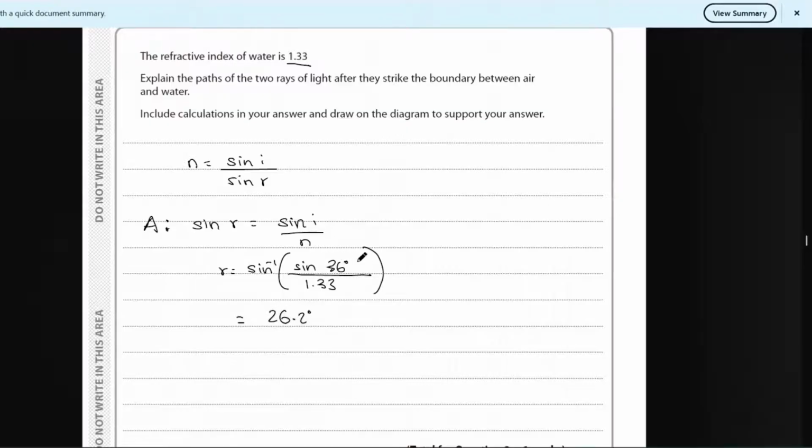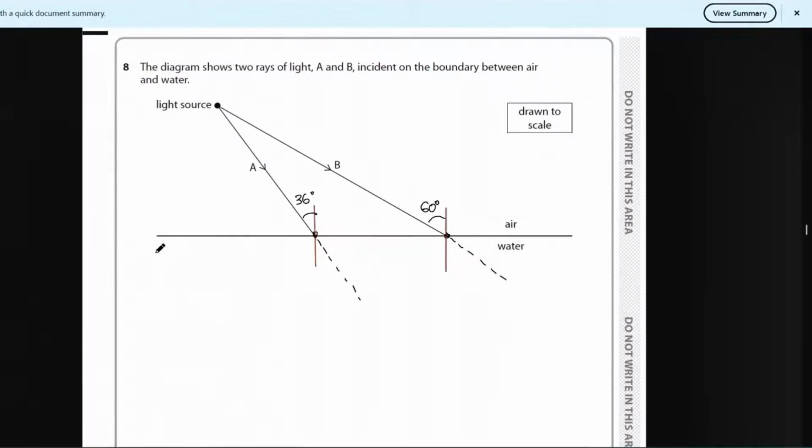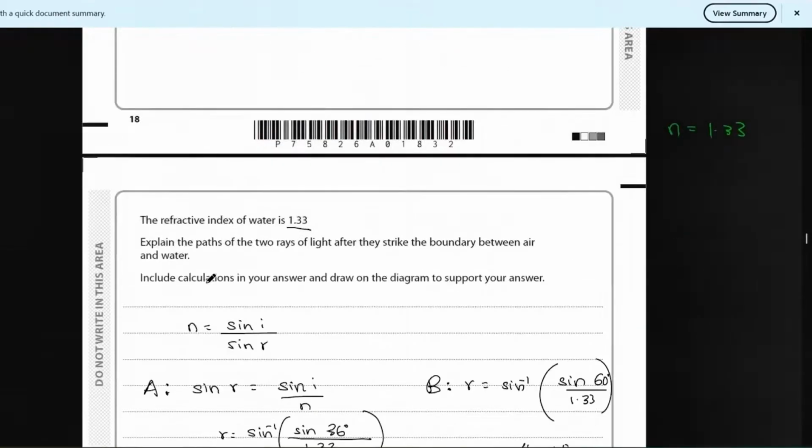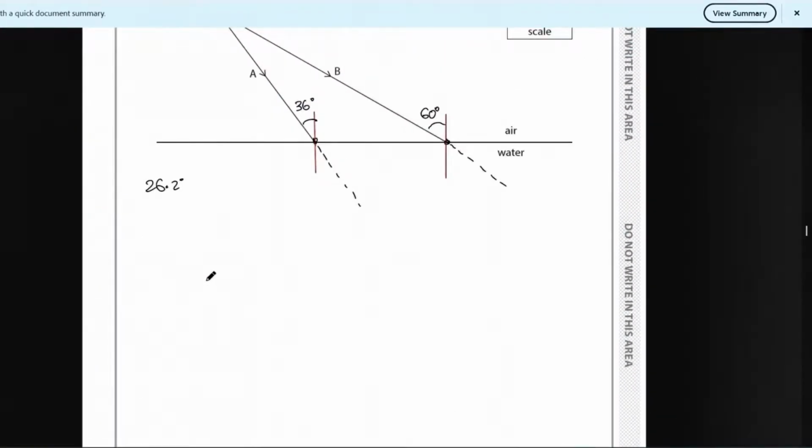So it has decreased from 36 degrees. Let's do the same for ray B. We can just say r is equal to sine inverse of sine 60 degrees divided by the refractive index of water, 1.33. And this gives us a value of 40.6 degrees. So we can draw the path. The angle of refraction for ray A would be 26.2 degrees, and the angle of refraction for ray B would be 40.6 degrees.